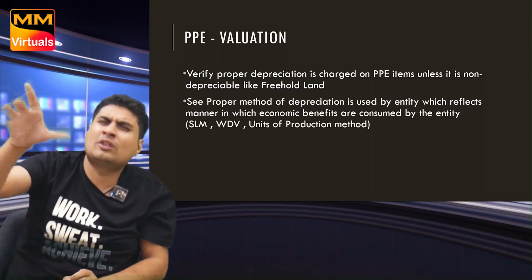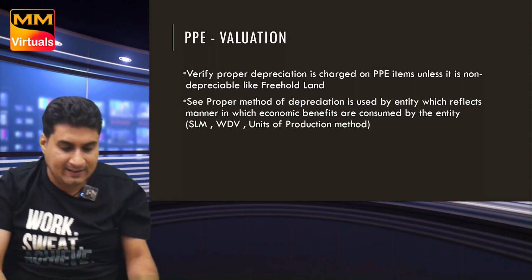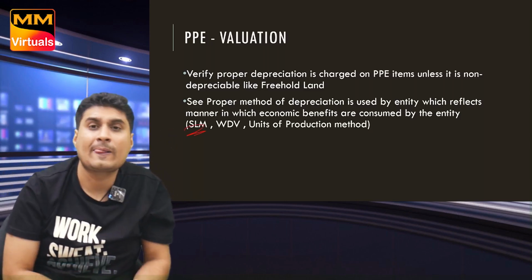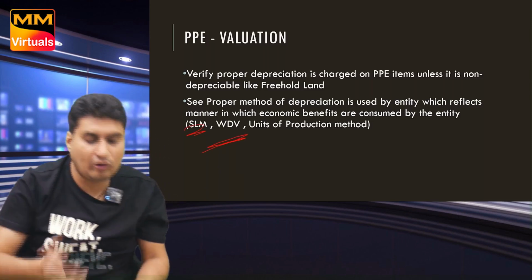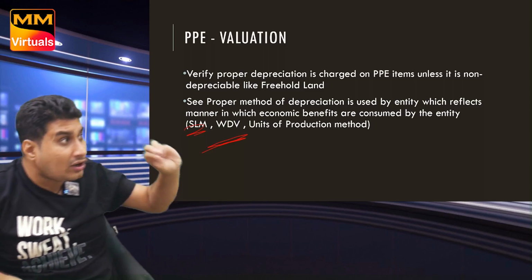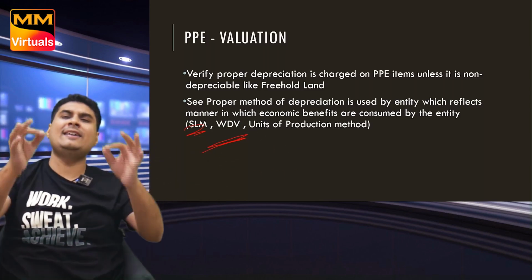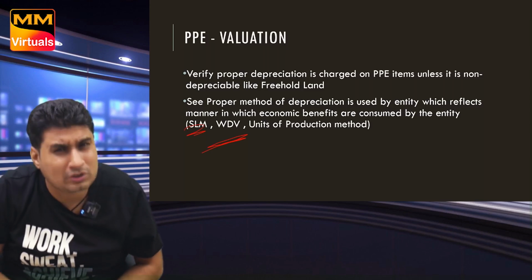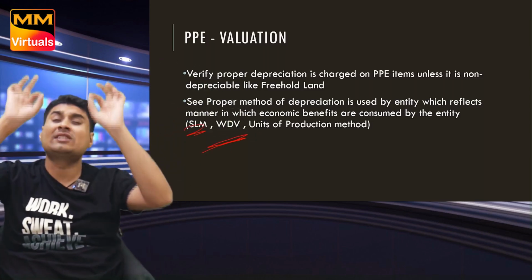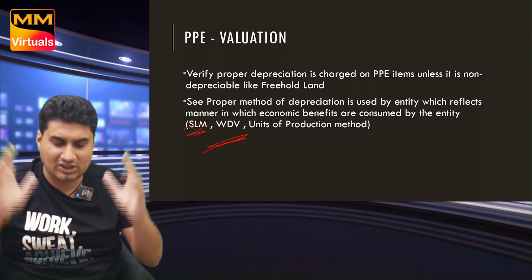Verify proper method of depreciation is charged as per benefits consumed by entity. Okay, benefits consumed. If you feel SLM is best, follow that. If you feel WDV is best, follow that. If your depreciation is based on number of units, this machine will work for 80,000 units. This year I produced how much? 17,000. How much depreciation? Value into 17 upon 80,000. Okay. If your machine is like that.